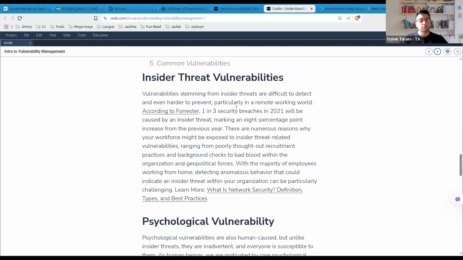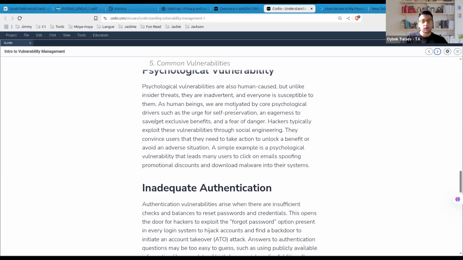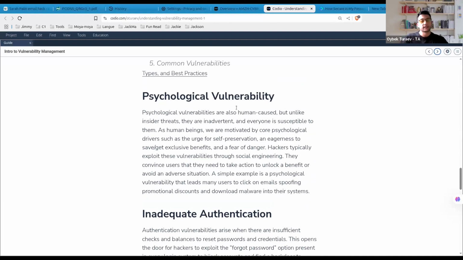That's why it's important to delegate security information among the team members logically, based on security principles. So that could be another problem here: insider threat vulnerabilities and psychological vulnerability. That's human error, because as human beings we are vulnerable to psychological drivers, for example, the urge for self preservation or eagerness.